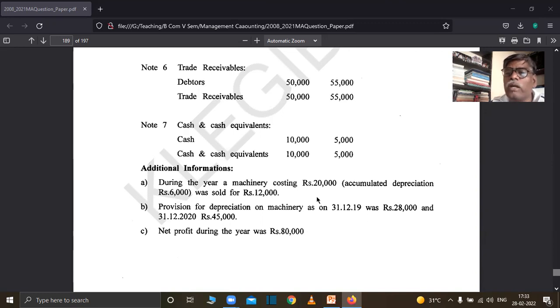14,000 is the written down value. Sale value is 12,000. So sale value is less. 14,000 minus 12,000 is 2,000. 2,000 is the loss on sale.